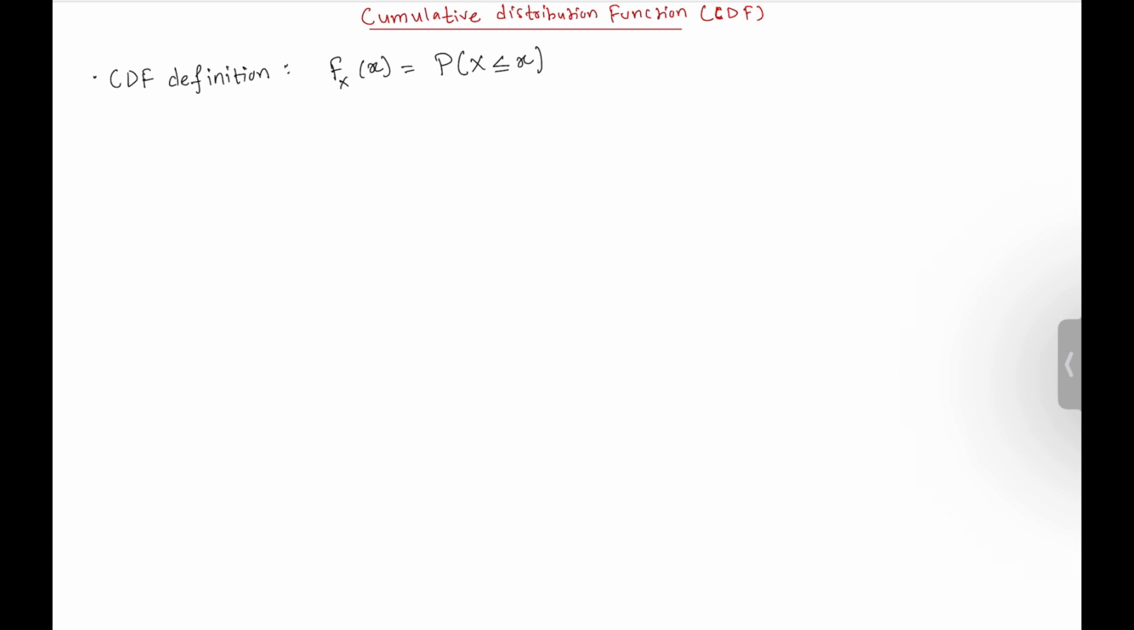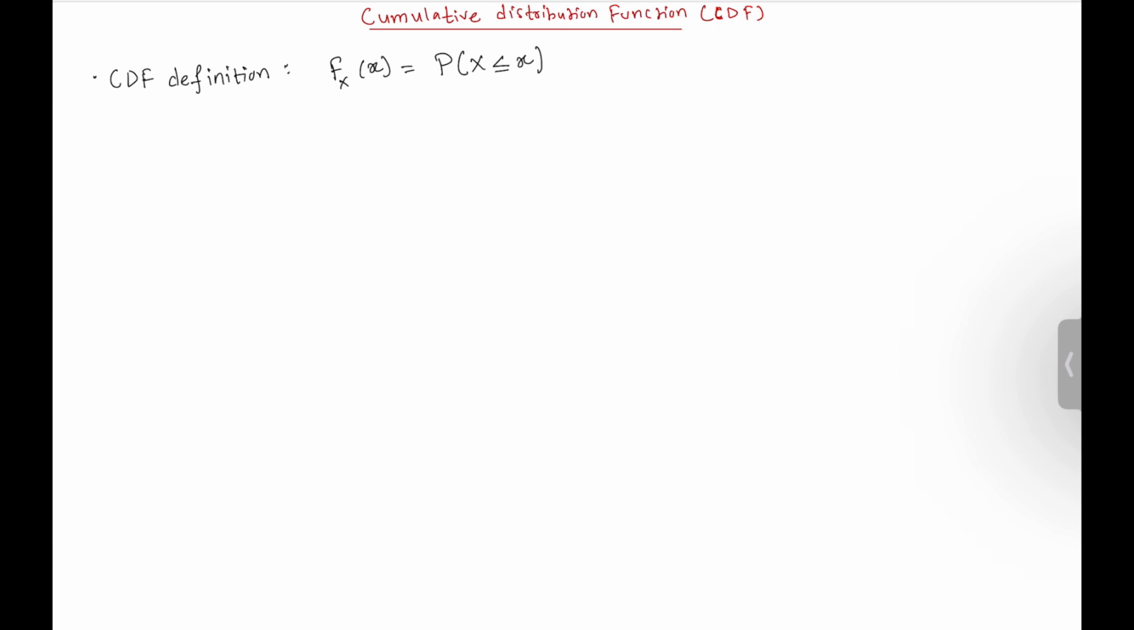In this video, we will be learning a new way of representing the distribution function, which we are going to call a cumulative distribution function. So far we were learning the probability mass function in the case of the discrete, and the probability density function in the case of the continuous random variable.